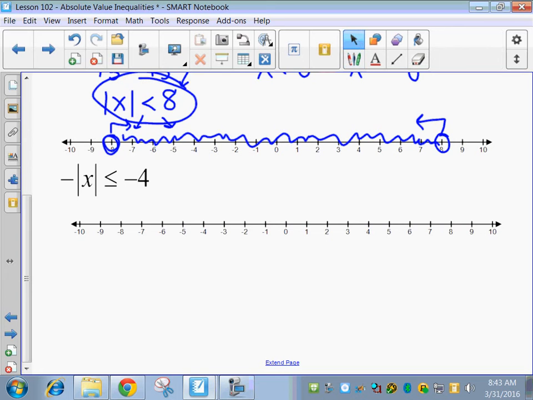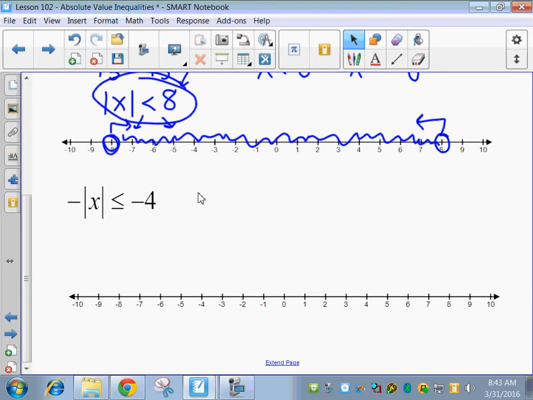All right, negative absolute value of x is less than or equal to negative 4. So we need to isolate the absolute value by getting rid of that negative sign first. So Sophia, what's the first step? Yes, divide by negative 1 on both sides. So we have the absolute value of x. Because we divided by a negative, what do we need to do? Okay, flip it. And we get the absolute value of x is greater than or equal to 4.